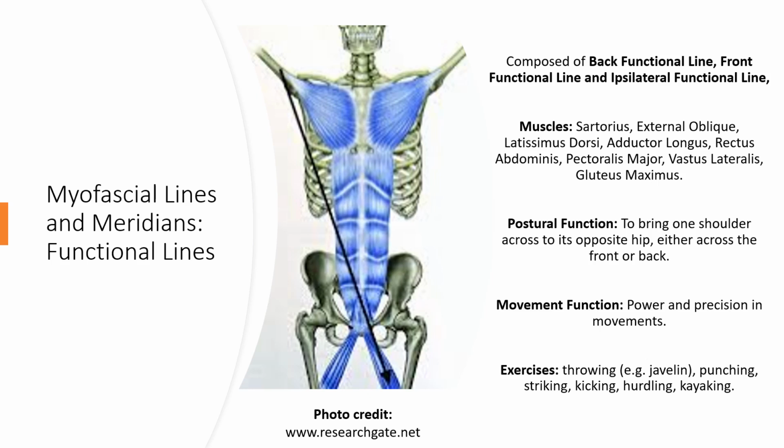The postural function is to bring one shoulder across the opposite hip, either across the front or the back. And its movement function is to create power and precision in movements where you'll be able to generate a lot of force and acceleration. Again, chopping wood being a good example. Some other exercises you might do are throwing, punching, striking, kicking, hurdling, and kayaking.